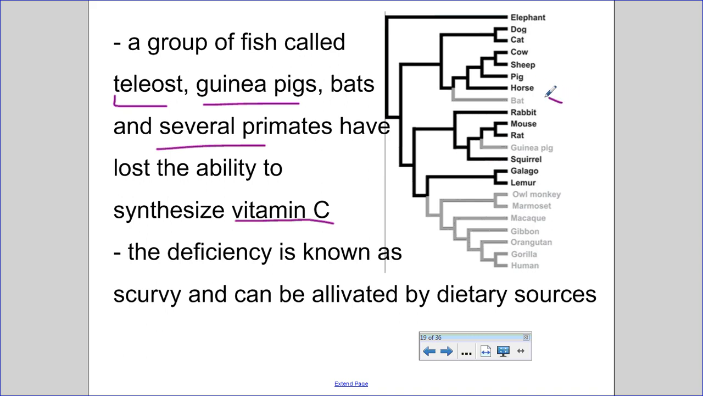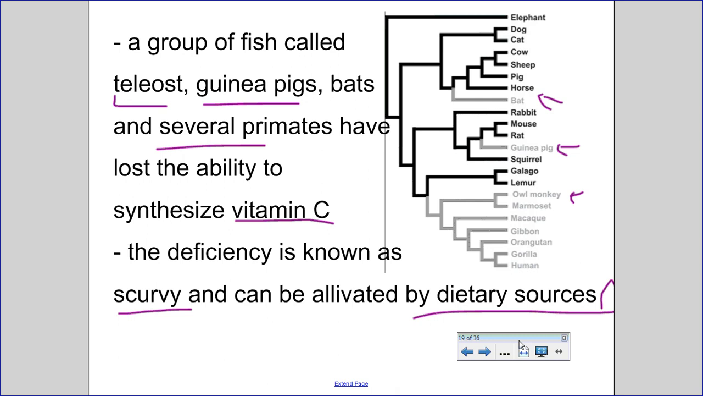So the animals shown in gray are those that cannot synthesize vitamin C. This deficiency in vitamin C is known as scurvy and can be alleviated by dietary sources. Basically, eating foods rich in vitamin C can help alleviate scurvy.